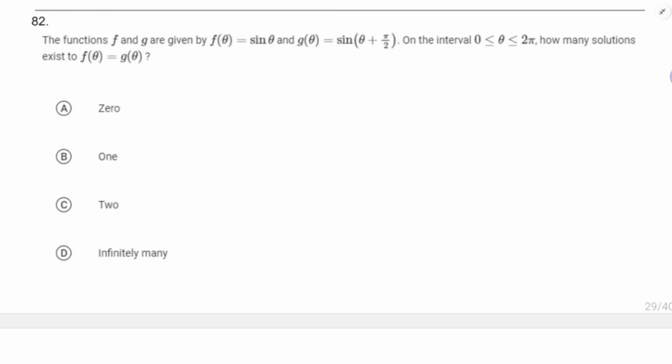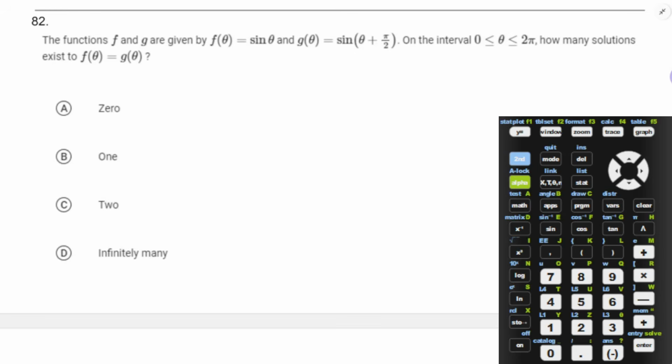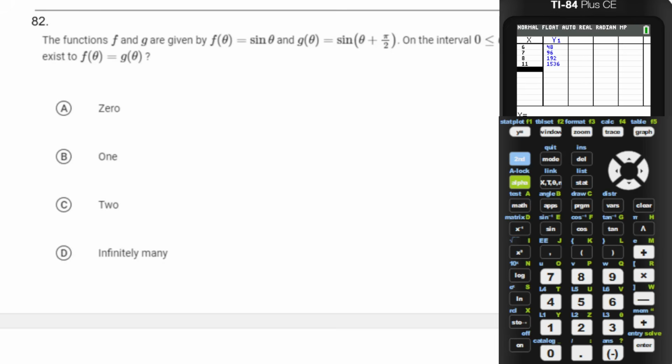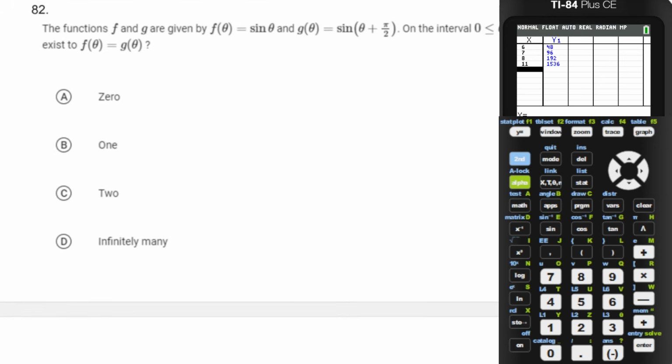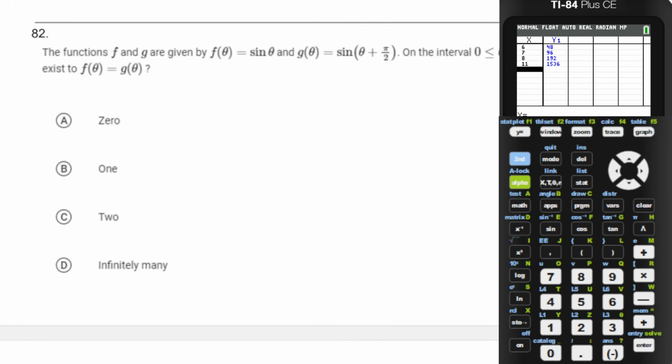Might as well try. Now, the thing is, it kind of looks like a polar situation, but you actually don't want to graph this on polar. You just want to graph this on rectangular and count the intersections to find the solutions. So I'm going to go over here and clear this out.